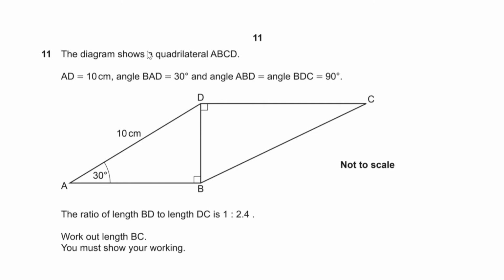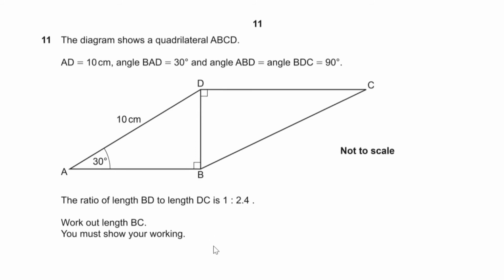Question number 11. The diagram shows a quadrilateral ABCD. AD is 10 centimeters. BAD is 30 degrees. ABD and BDC are 90 degrees. The ratio of the length BD to DC is 1 to 2.4. We have to work out the length of BC. You must show your working.